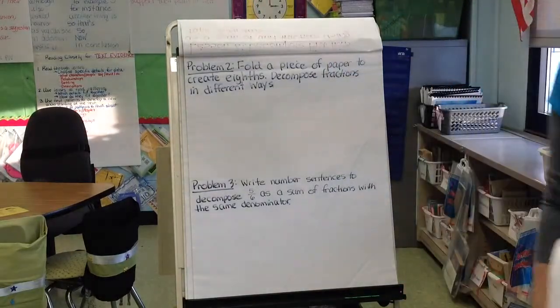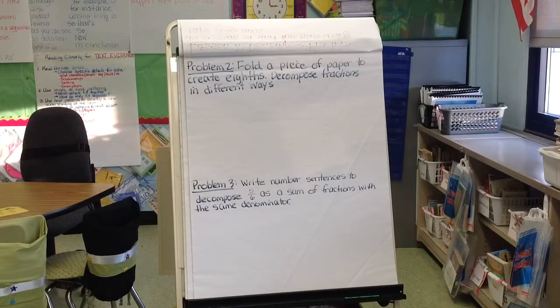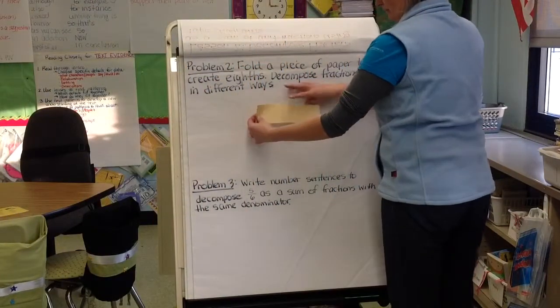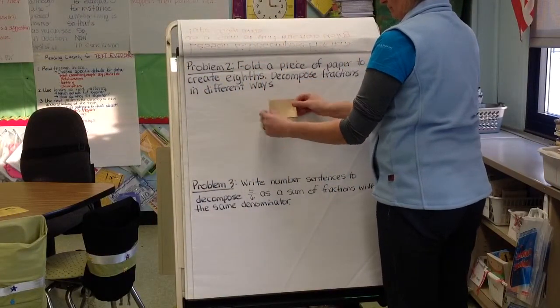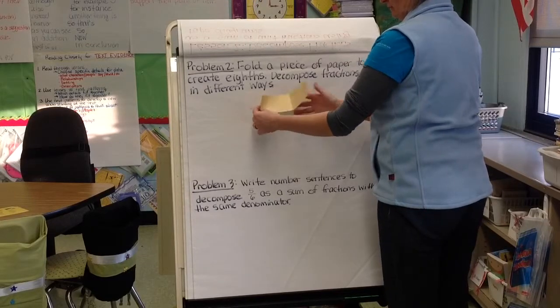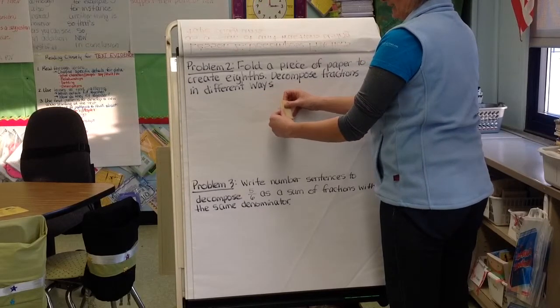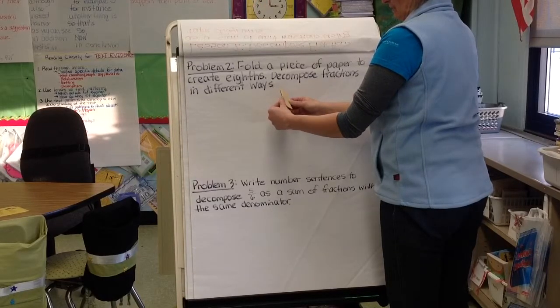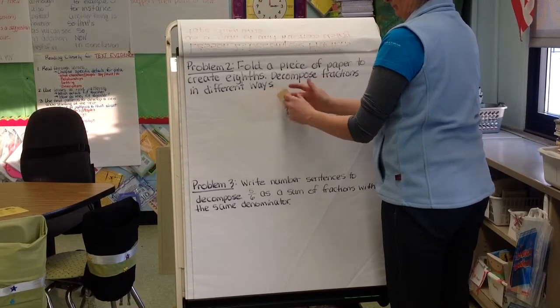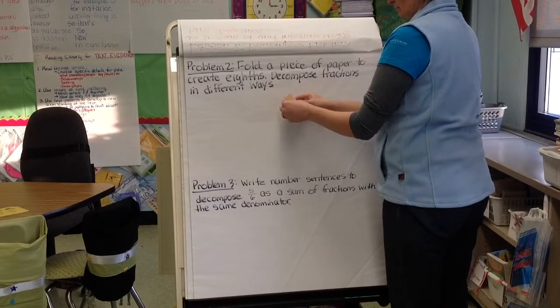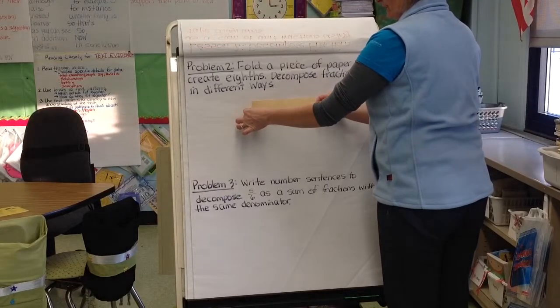Okay, the next thing we are going to do is fold a piece of paper into 8ths. You should have a strip of paper on your desk. So if you have your strip of paper, fold it in half. Okay, that's going to give us 2 pieces. If we fold it again, that's going to give us 4. If we fold it again, that's going to give us 8.